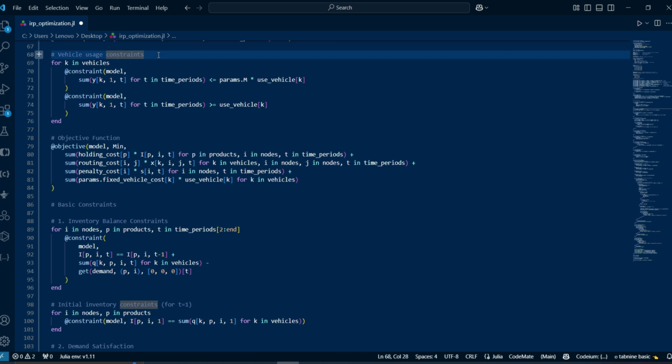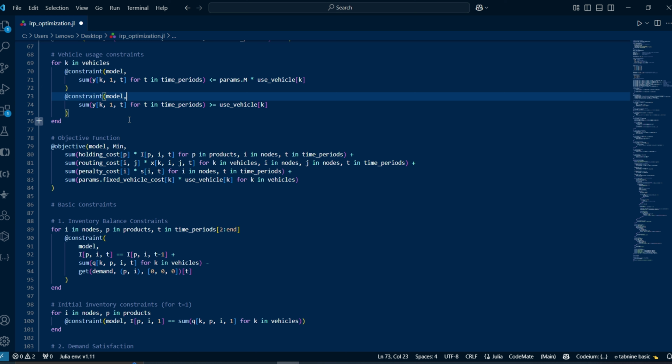Here, vehicle usage constraints. To ensure that the model accurately reflects the use of vehicles in operations, we define constraints on their usage. The key idea here is to link the binary variable use vehicle K to the visits made by a vehicle K to the depot. The first constraint enforces that the sum of visits to the depot by vehicle K across all time periods cannot exceed a large number M times the use vehicle K variable. This ensures that if a vehicle is not used, it doesn't make any trips.